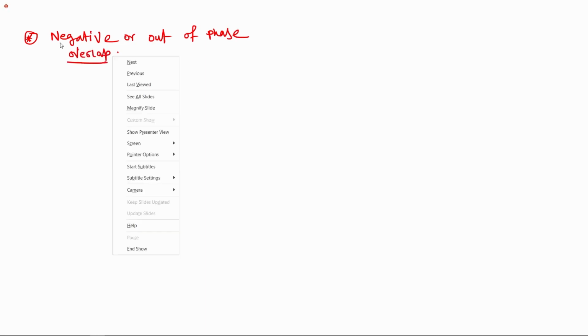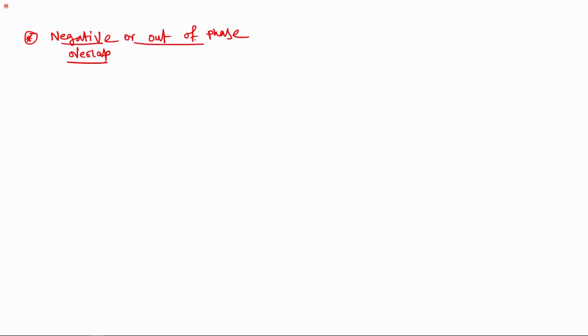Another overlap is the negative or out of phase overlap. Negative or out of phase overlap means that the two phases will be different. Positive, negative, negative, positive. So this overlap is happening, but this phase is positive and this phase is negative. That's why it is out of phase overlap.